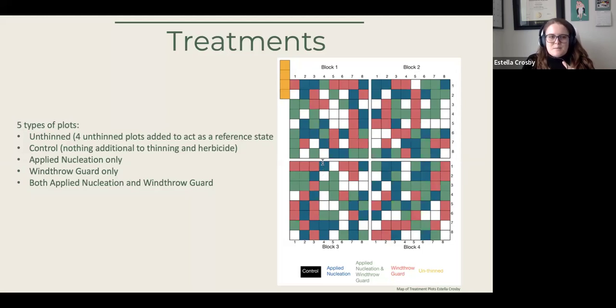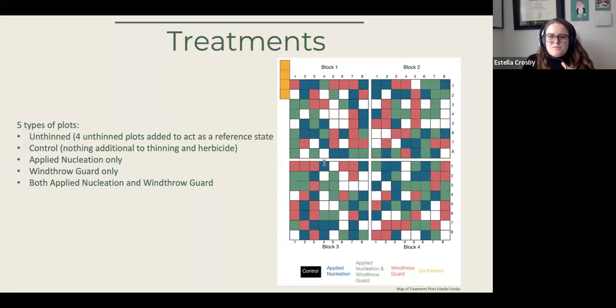The next plot type is applied nucleation. Applied nucleation is when trees or shrubs are planted scattered throughout an area instead of fully planting the area. This takes less time, money, and resources than fully planting, and also mimics natural succession more closely. Beaked hazel shrubs and yellow birch trees were used as the nuclei in the experiment, and each plot which received the applied nucleation treatment received either a beaked hazel shrub or a yellow birch tree, not both.